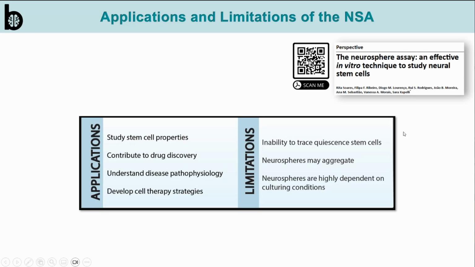As a limitation, it is unable to trace quiescent cells. So what does it mean? I said that the stem cells, the type 1 cells in the hippocampus, are quiescent, so they divide very slowly. In the neurosphere assay, but also in the monolayer of cells, it's very difficult to trace these because they are not so responsive to EGF and FGF. Also the neurospheres may aggregate, and at the end you can have so many neurospheres all aggregated together that you cannot have this monolayer of cells. And also they are highly dependent on culturing conditions. So we have to be very careful when performing these cultures.